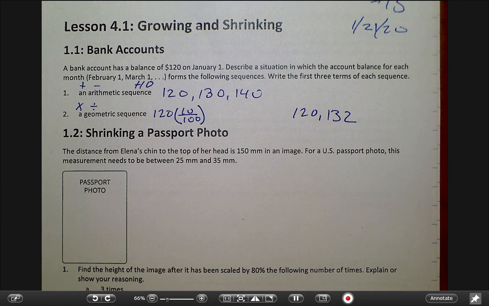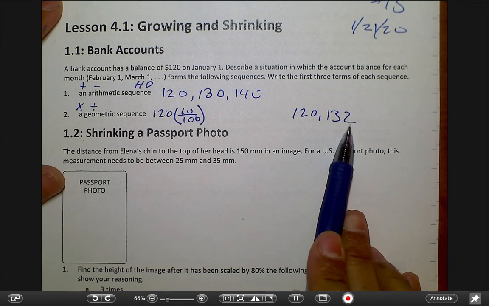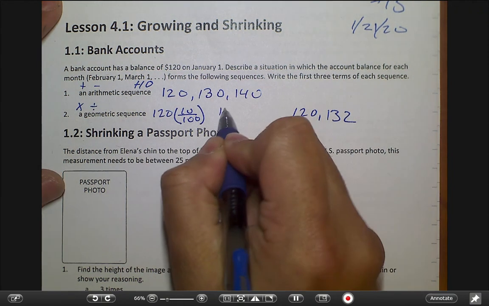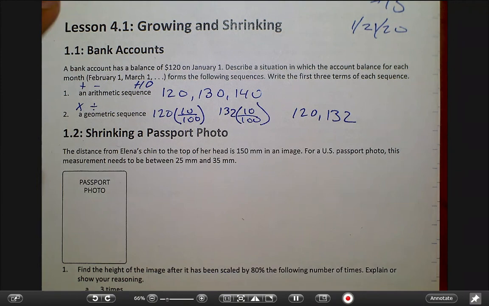All right, to get my third one. 144? Nope. Why not? Because it's 10% of that last one, right? So I take the previous one, 132, and multiply: 132 times 10 over 100. 13 point... that's weird. Yeah, 13.2.